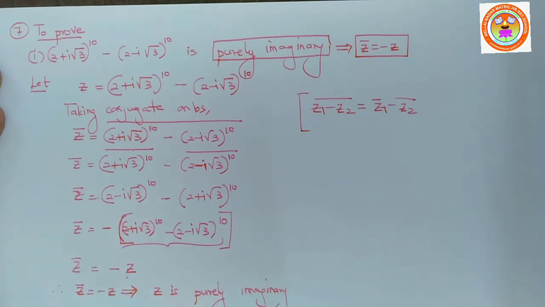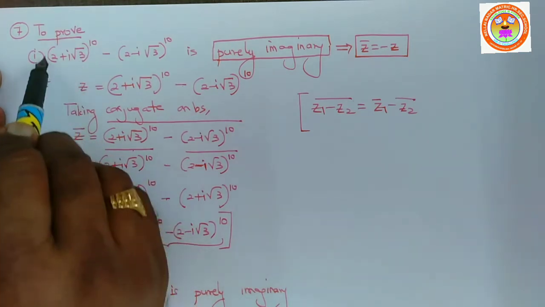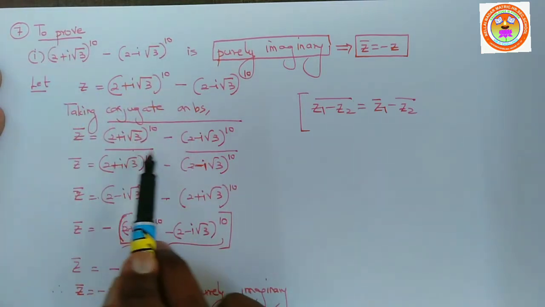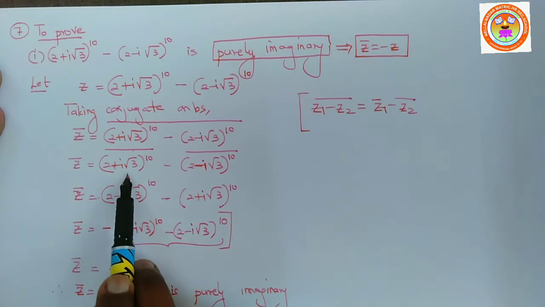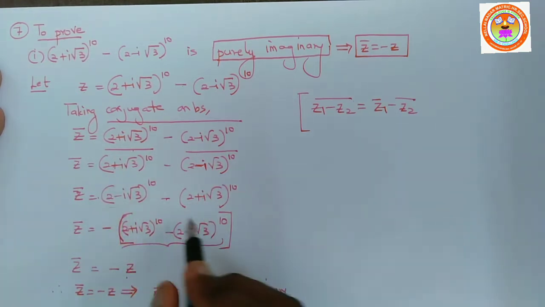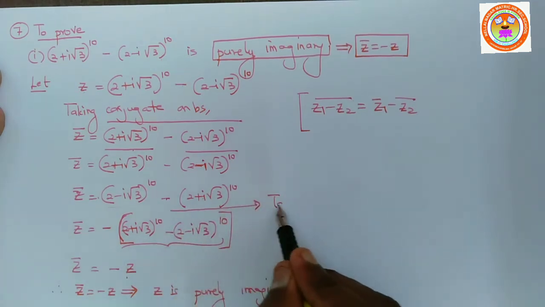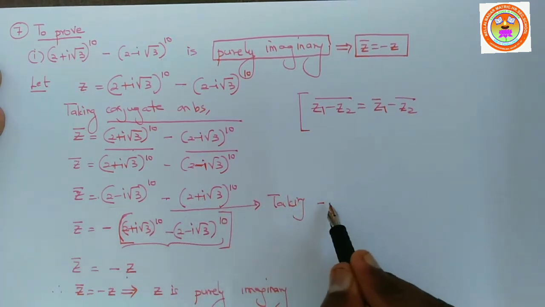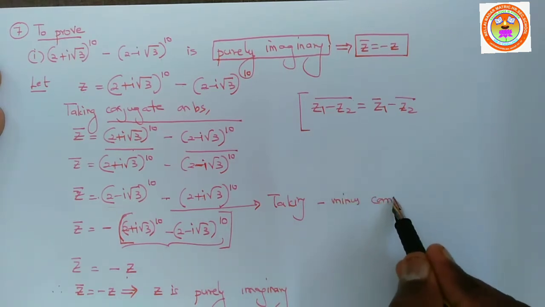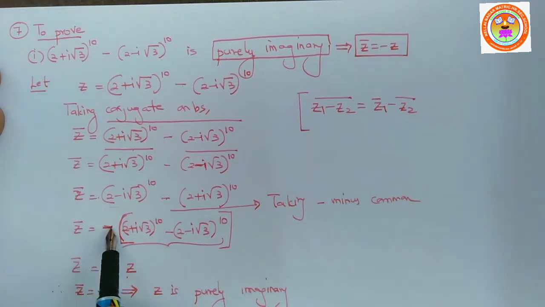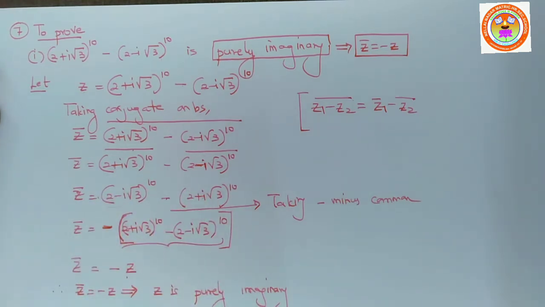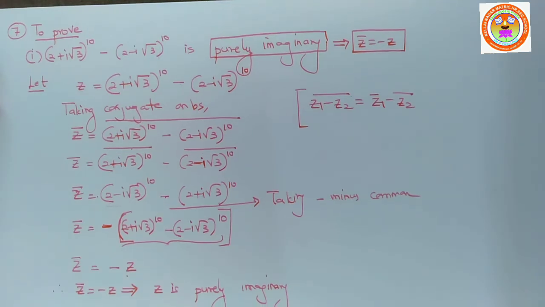That's all, a simple format: z bar is equal to minus z. We take this one as z, take the conjugate on both sides, removing the conjugate for each and every term. After taking bar, minus becomes plus and plus becomes minus; if you want, you can take minus outside as common. So we have got the answer. The first proof we have finished. Next, we are going to move towards the second proof.